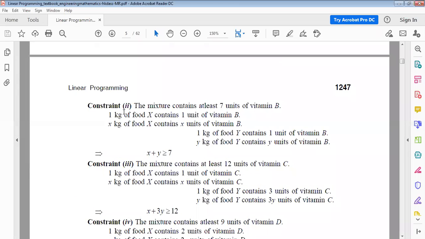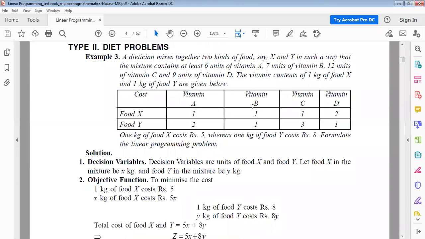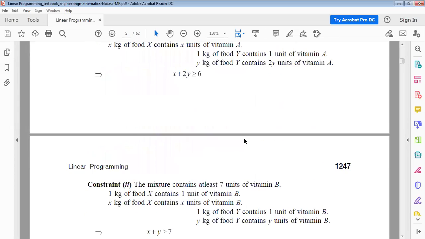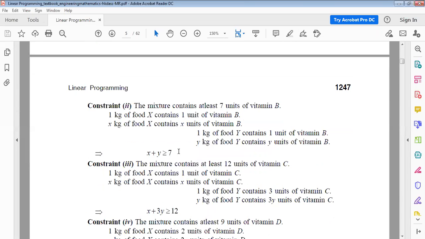So for the second constraint, that means vitamin B, 7 units available in vitamin B. 1 kg of X contains 1 unit of vitamin B, and X kg will be 1 into X. And 1 kg of Y contains 1 unit of vitamin B, and Y kg of food Y contains Y units of vitamin B. And total units of vitamin B what? Total 7 units. So X plus Y greater than or equal to 7.